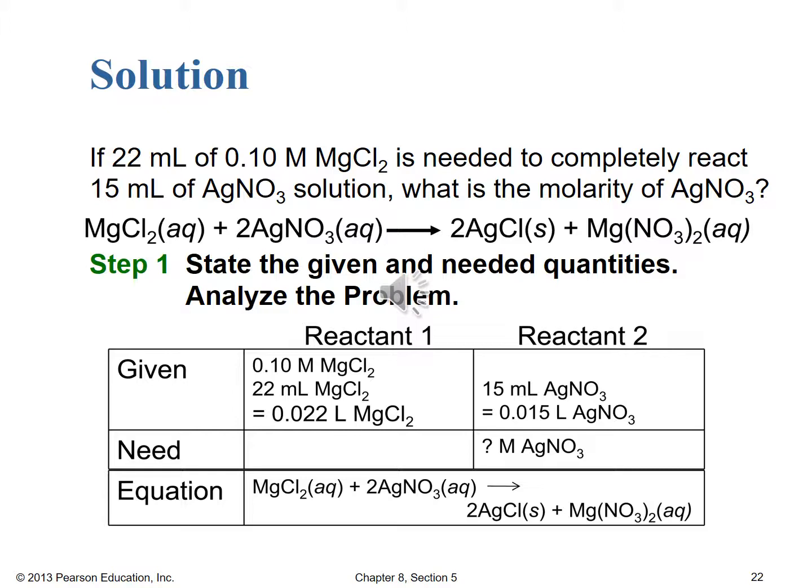For reactant 2, we know that we have 15 milliliters of that silver nitrate, and we can convert that as well by ultimately dividing by 1,000, right? Multiplying by 1 liter over 1,000 milliliters gives us 0.015 liters of silver nitrate. What we need to know is the molarity of that silver nitrate, and we're also going to make use of that balanced chemical equation that was given to us in the problem.